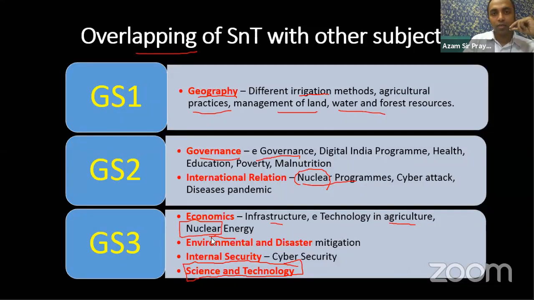So next is the environment and disaster mitigation, very, very important. Disaster management, very, very important. One guaranteed question comes every year, for example, the disaster caused by cyclone, the disaster caused by earthquake, the disaster caused by flood. So you cannot stop the disaster, but you can prevent the hazard that is caused due to that. In terms of internal security, cyber security has become a very challenging and a new type of threat to national security, again related to science and technology.